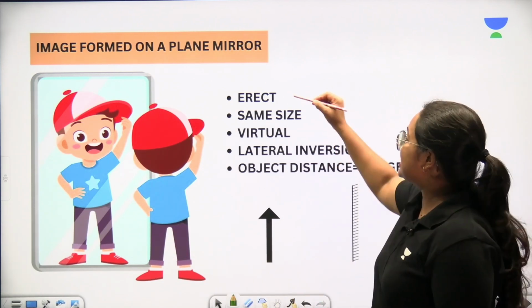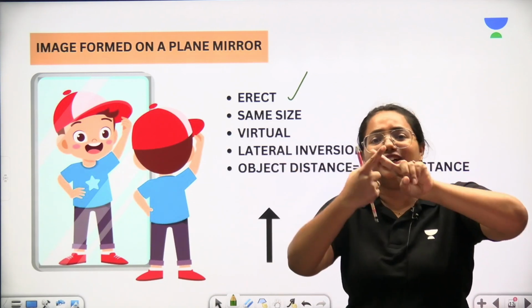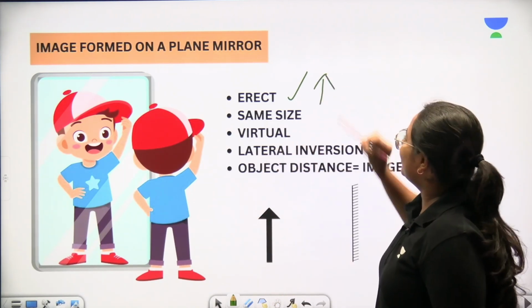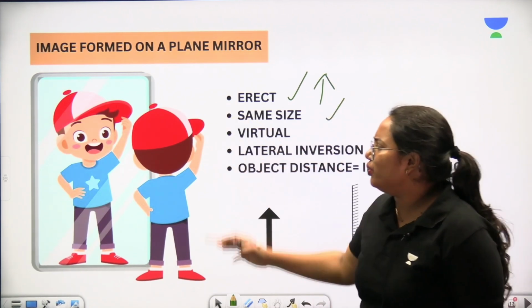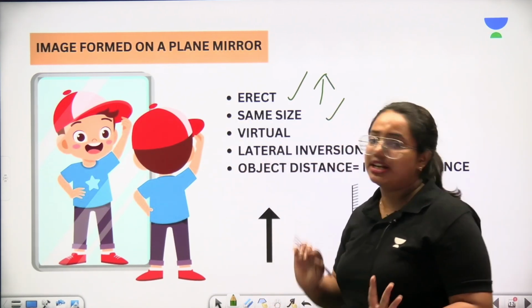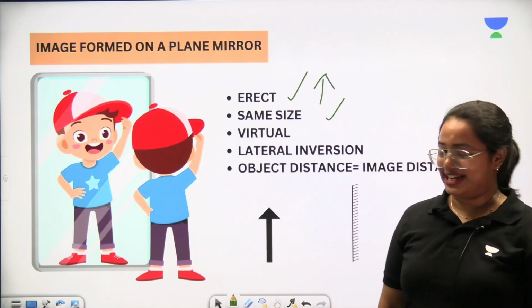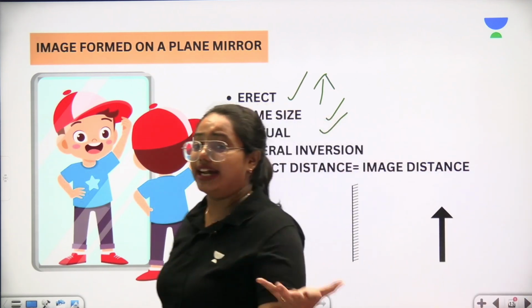The first one is erect. What is meant by erect image? It is upright. It's not upside down. It is always upright. Okay? And same size. What is meant by that? If Arun has a height of 150 centimeter, then Arun's image is also going to have 150 centimeter. And virtual. That means it cannot be taken on a screen for sure.